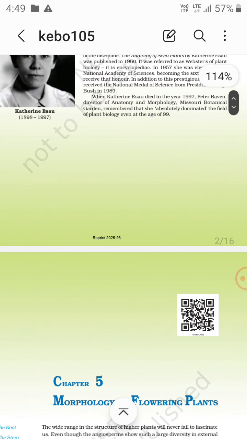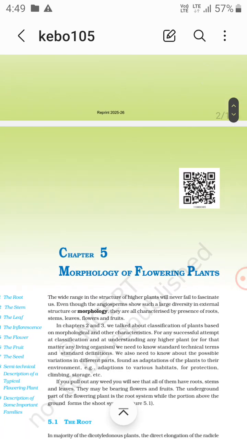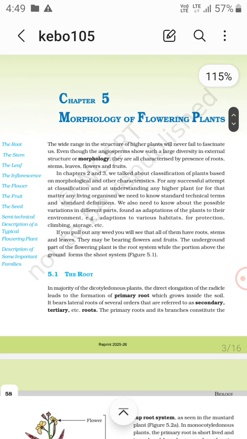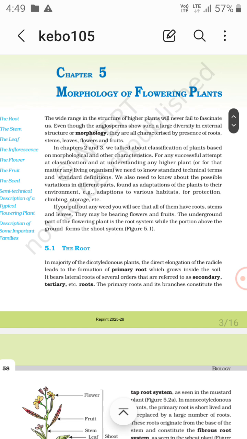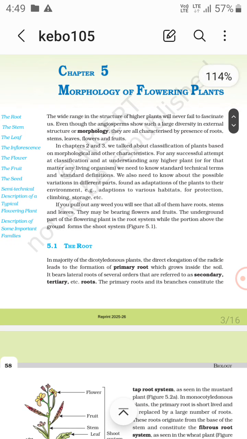dominated the field of plant biology even at the age of 99. Okay, so the morphology of flowering plants. Now, structure or morphology, all characterized by the presence of roots, stems, leaves, flowers, and fruits.